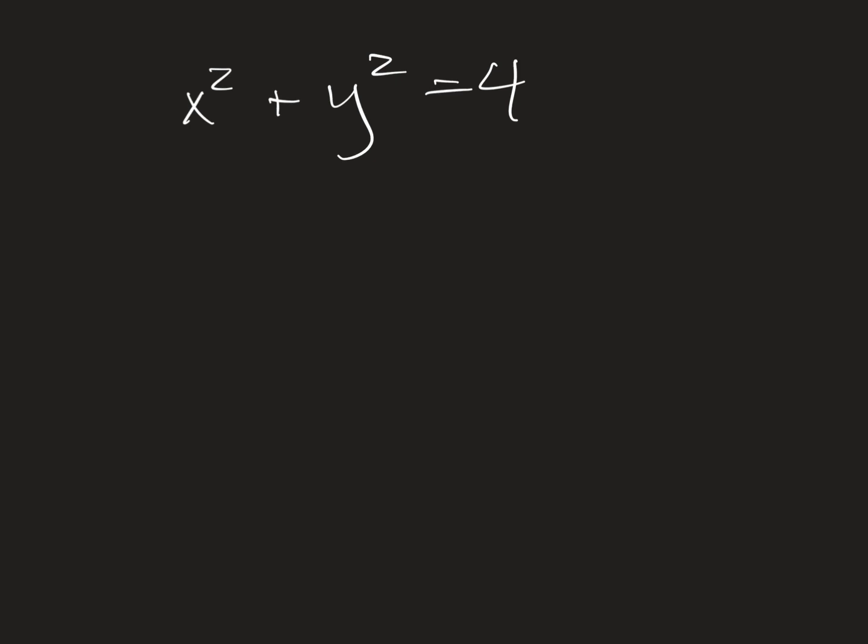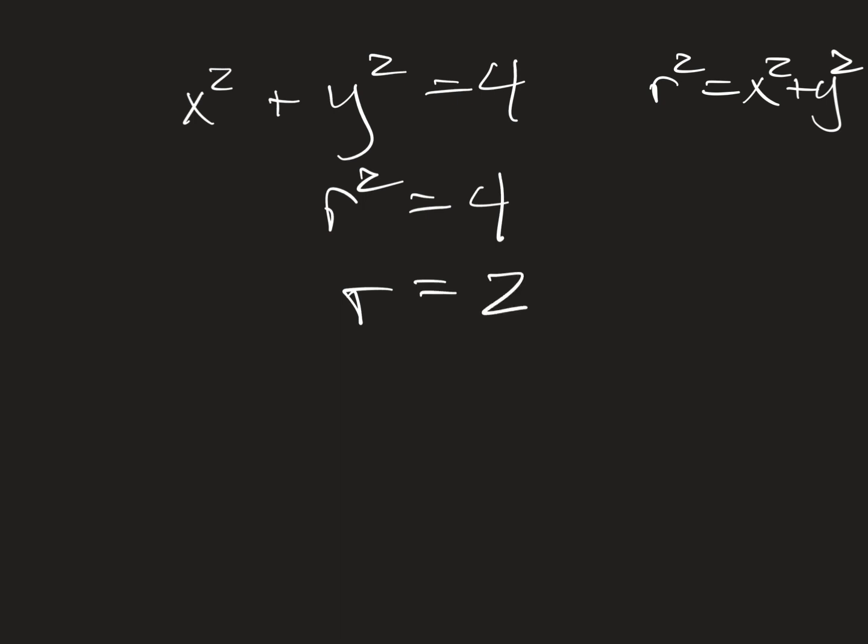In fact, since we know r squared equals x squared plus y squared, if we make the substitution here, we get r squared equals 4, or r equals 2. Circle of radius 2. Anyway, that's a pretty simple conversion, right? It's the kind of thing that we want to remember.